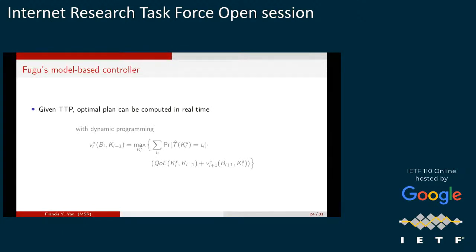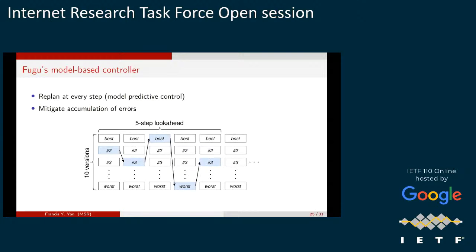Given TTP, this optimization problem of maximizing QoE can be solved with a well-known technique in Markov decision process called value iteration. We don't need to look into the formula because it's basically dynamic programming, which can be computed in real time. Its behavior is also interpretable because we know exactly what's going on. After the optimal plan is computed, Fugu only takes the first step and then replans for the next 5 chunks. This is also a classical technique in control theory called model predictive control, which proves to mitigate the accumulation of errors.